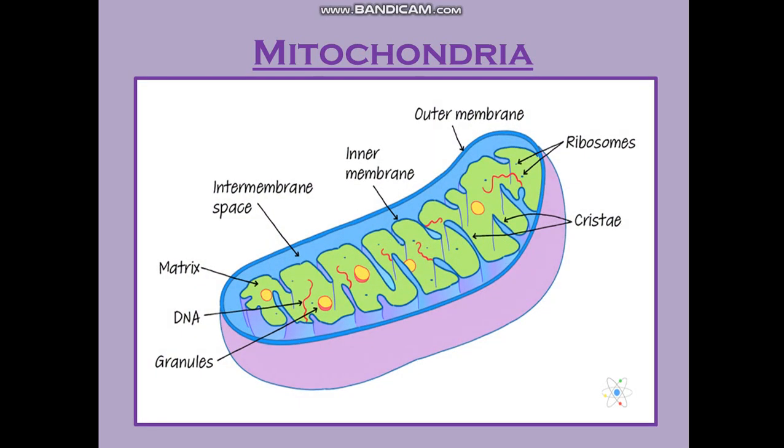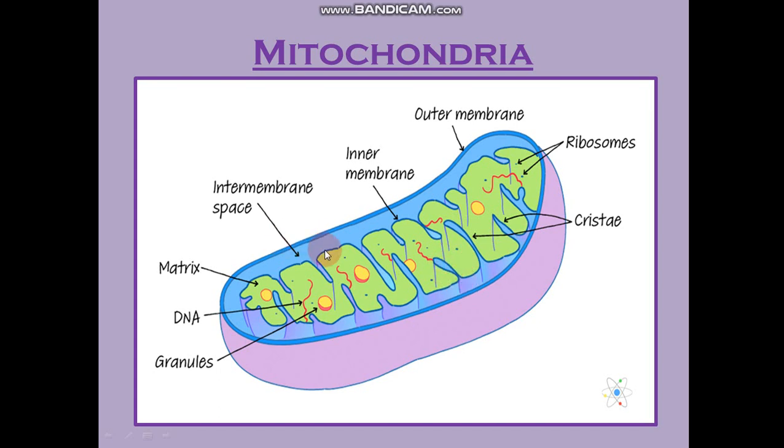Okay, coming on to the structure, it has two membranes. It is a double membranous structure. You can see an outer membrane here and an inner membrane here. The inner membrane is folded into finger-like projections. These finger-like projections are called cristae. Okay, cristae, these foldings in the inner membrane.